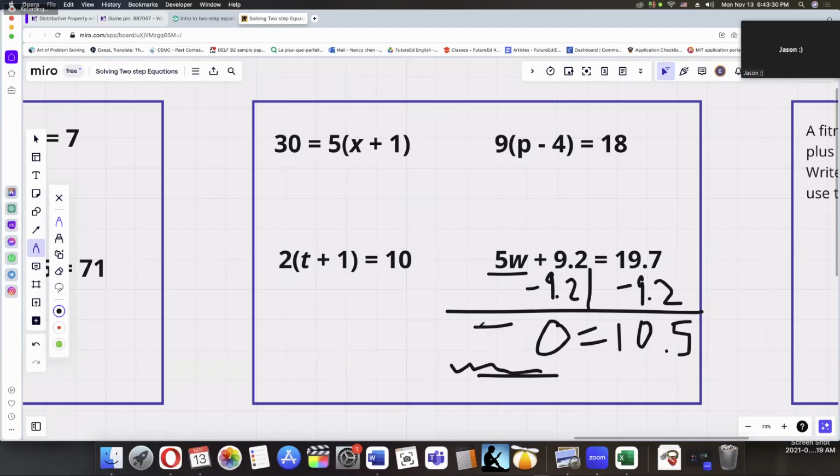So this side would be 5w plus the 0, 5w equals 10.5. Yes, that's where we went wrong. That's why I was trying to tell you that the 9.2 is nothing right now. It cancels out. The 5w is 19.7 minus 9.2, so that means 5w equals 10.5. Am I explaining it correctly? Yes, I think you got the point correctly now.